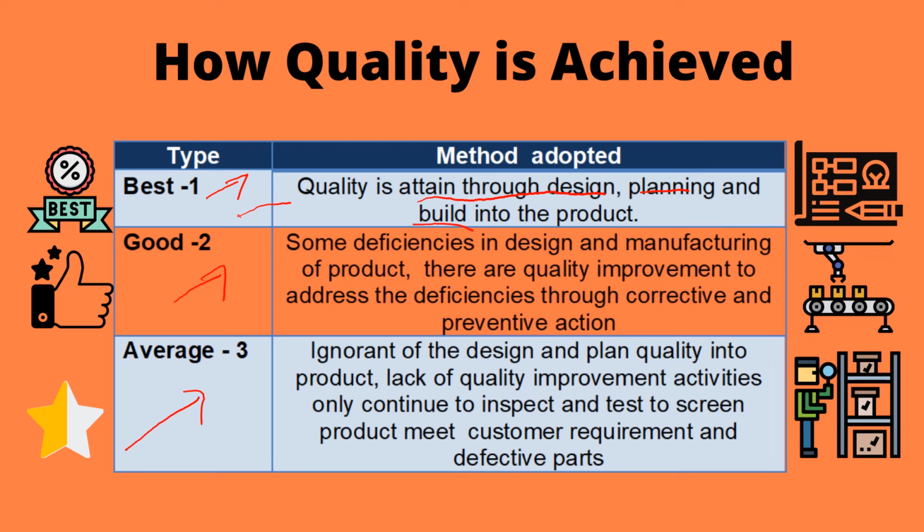The second one is good. They will expect to have some deficiencies in the design, not perfect, or in the manufacturing of the products. However, there are quality improvement efforts to address those deficiencies through corrective and preventive actions. The third one is that not much effort is put into design, or they are ignorant that quality has to be planned in. There is a lack of any quality improvement activities, and they only continue to inspect and screen products to meet customers' requirements.